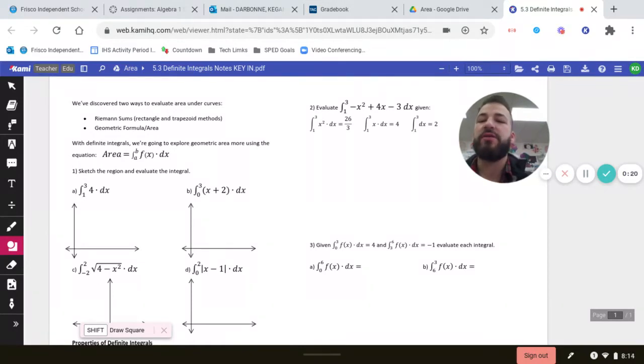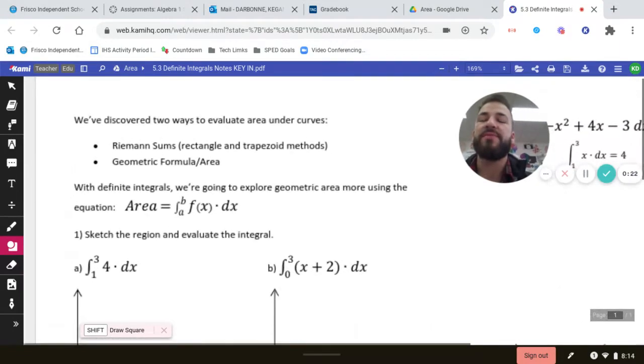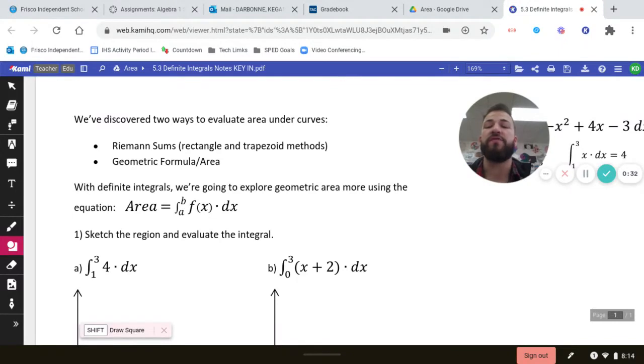So we talked about this a little bit already. Our Riemann sums, those were ways to kind of evaluate area under the curve. It was very inexact. We use geometric formulas for those areas, so like the equation for a square, the equation for a trapezoid, that sort of stuff. So with definite integrals, we're going to explore geometric area a little bit more by being able to find exact area under curves that make those shapes. So let's look at an example.